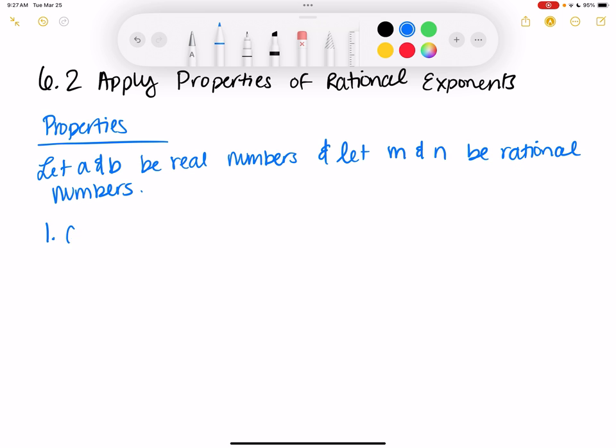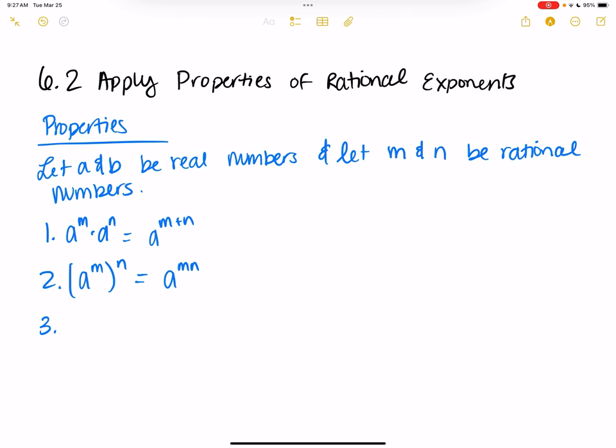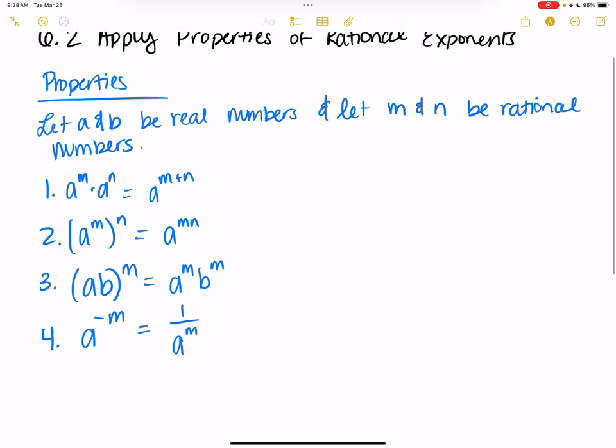So A to the M times A to the N equals A to the M plus N. A to the M raised to the N is equal to A to the M times N. A times B raised to the M is A to the M B to the M. A to the negative M is 1 over A to the M. Put it where it ain't, make it positive.